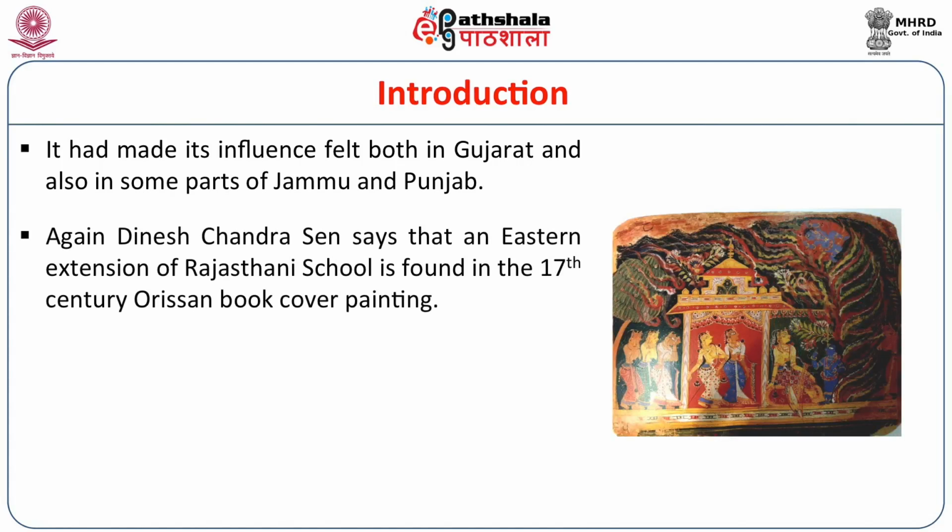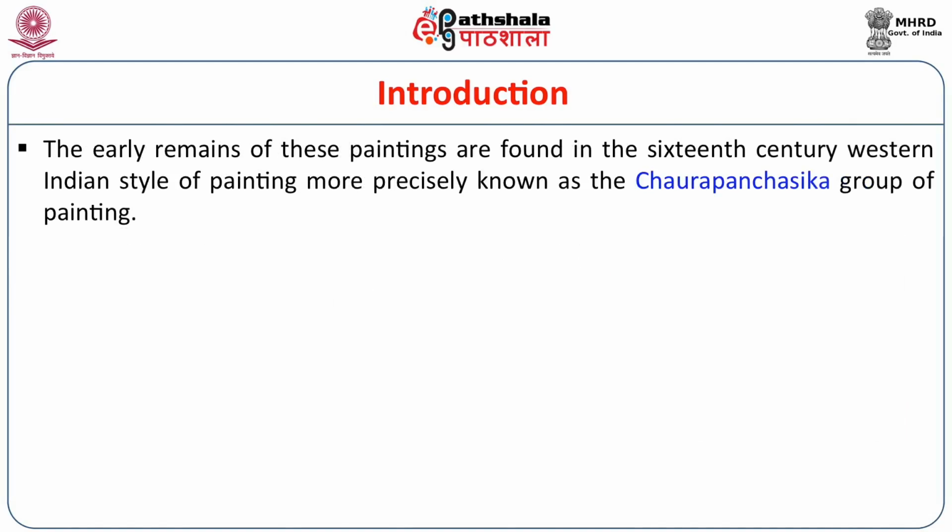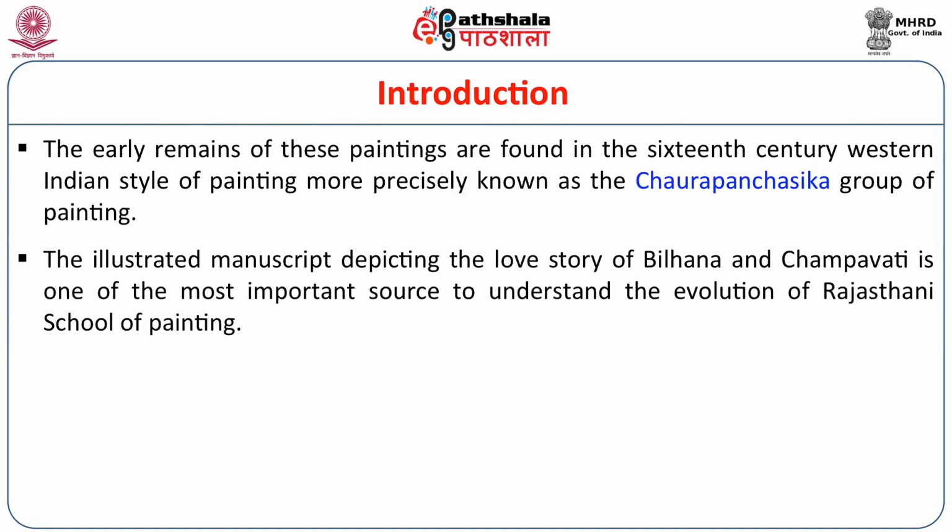Dinesh Chandra Sen says that the eastern extension of the Rajasthani school is found in the 17th century Orissa book cover painting. The early remains of these paintings are found in the 16th century Western Indian style of painting, more precisely known as the Chaurapanchashika style that we have discussed in the other module. The illustrated manuscript depicting the love story of Bilhan and Champavati is one of the most important sources to understand the evolution of the Rajasthani school of painting.